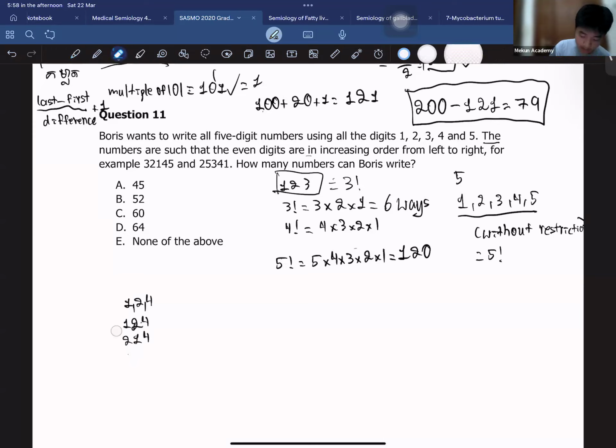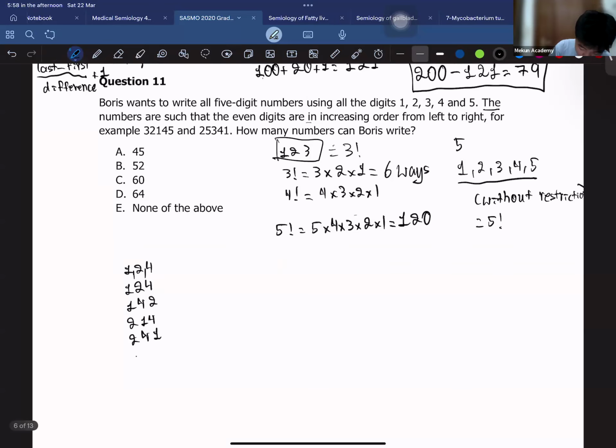Okay, let's arrange it all. 1, 2, 4, 1, 4, 2, 2, 1, 4, 2, 4, 1, and what else? 4, 1, 2, and 4, 2, 1. So in here there's one case that is 4 in front of 2, and another case, and another case. Am I right?